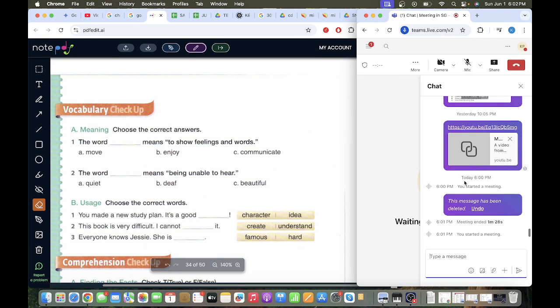Tuan. Wait lang. Ay! Sabi ko, replyan mo yung ano. Mm.